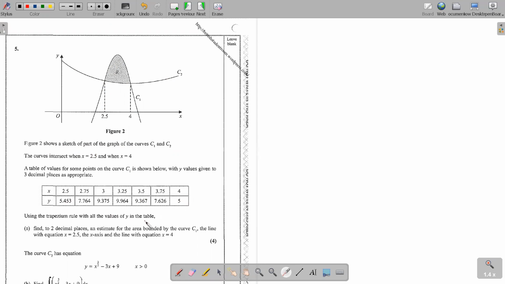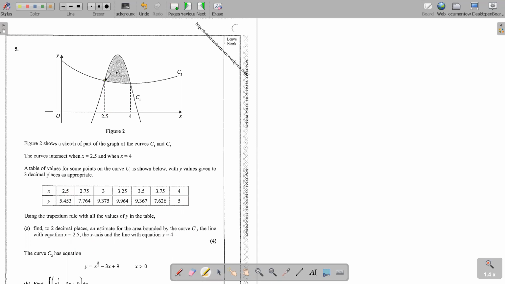Using the trapezium rule with all the y values in the table, find, to 2 decimal places, an estimate for the area bounded by the curve C1 and the line with the equation x equals 2.5, the x-axis, and the line with the equation x equals 4. So basically, you all should know the trapezium rule. It actually gives you the area in between the two selected x values. So here my x value is between 2.5 and 4.